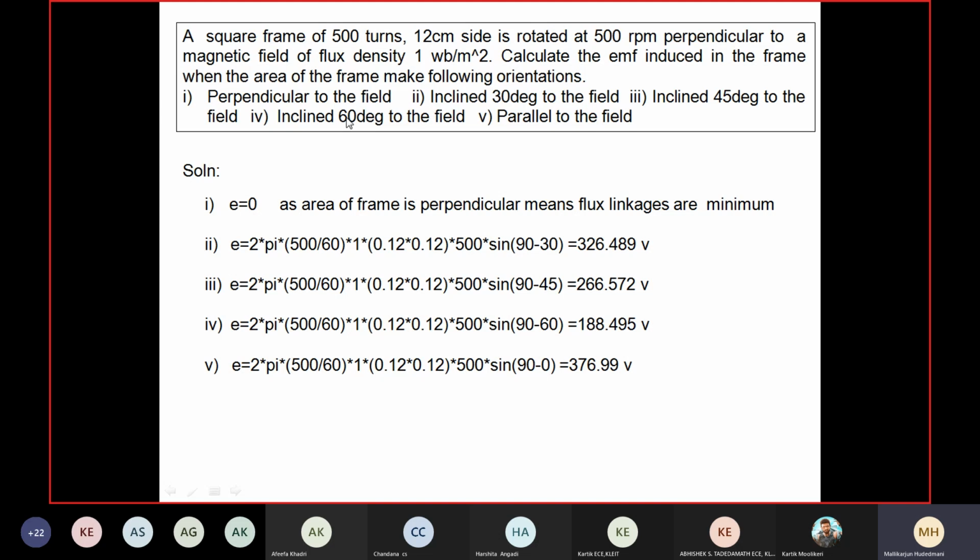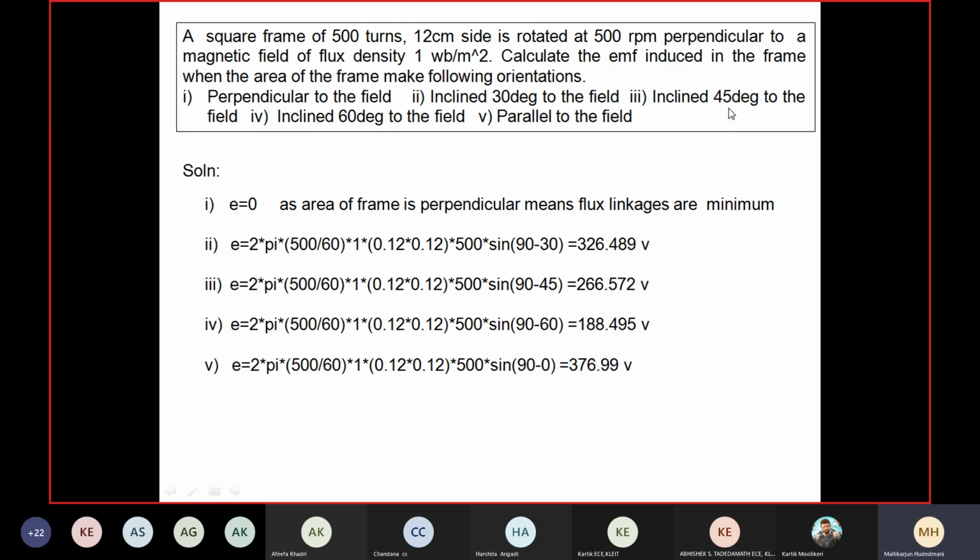Similarly, for the case inclined at 60 degree, it is again the same equation. You can see the entry in the equation on your screen, only that theta is changing. The first case was 0 because 90 minus 90, sine 0 resulted in 0. The second case stood as 90 minus the given angle 30. Can you see that 90 minus 30 is operated by sine? In the next equation you just see 90 minus 45.